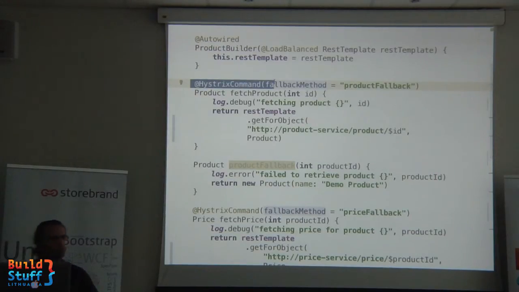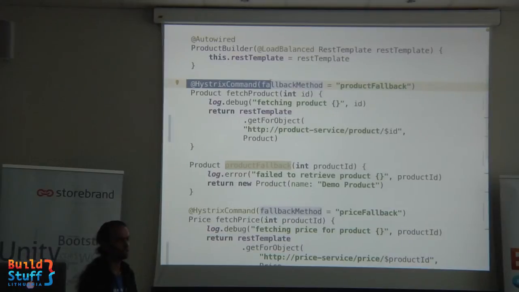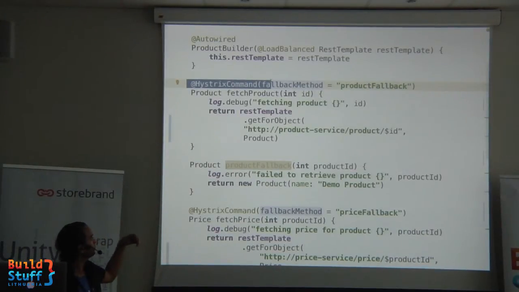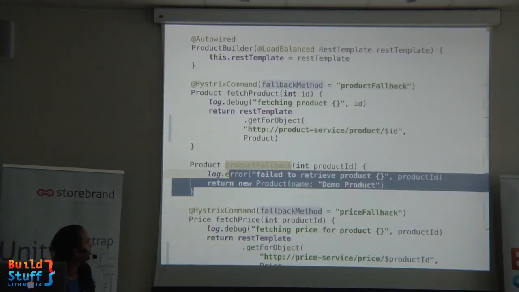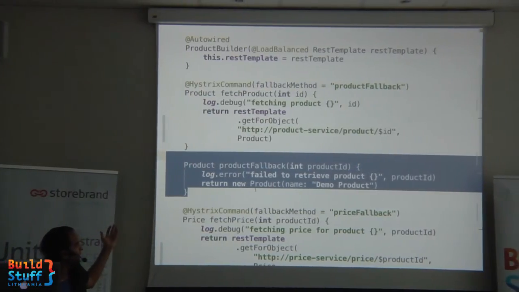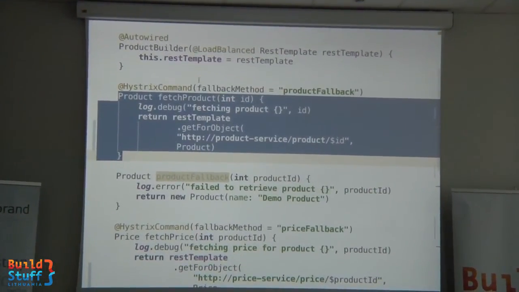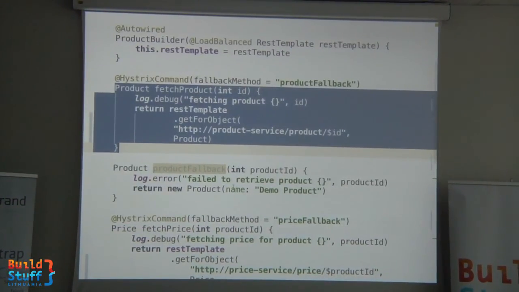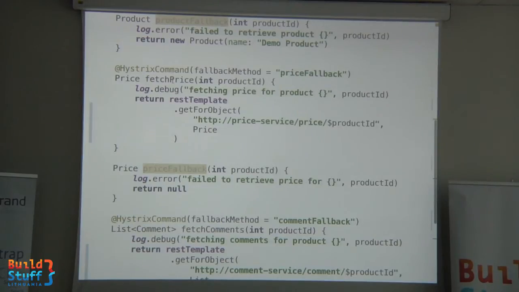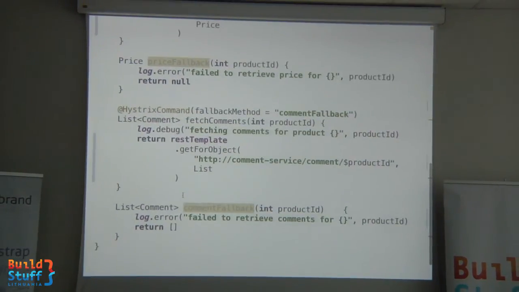Because remember, if you enable Hystrix, it is not enough for everything to be magically safe for you. You have to use a particular method to annotate how you should handle the failures, because it's up to the developer to see whether it makes sense, for example, to return a demo product or maybe return something else. So that's why this method is executed as a Hystrix command, and I say if something goes wrong, just use the fallback. In a similar manner, I have a Hystrix command and a price fallback. And when I have comments, in case of failure, I return the empty array.